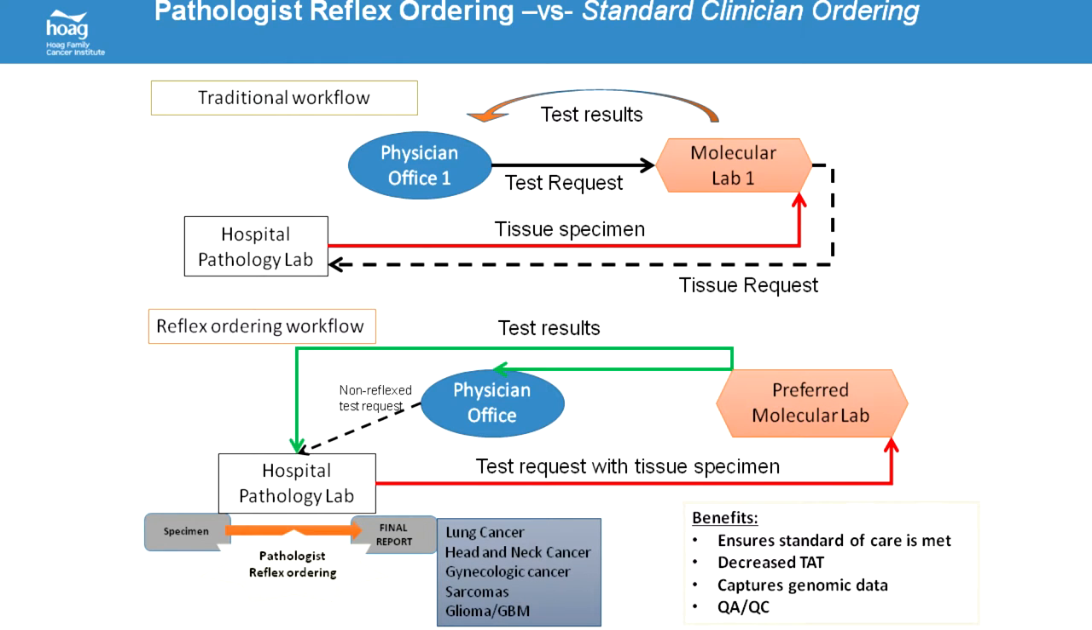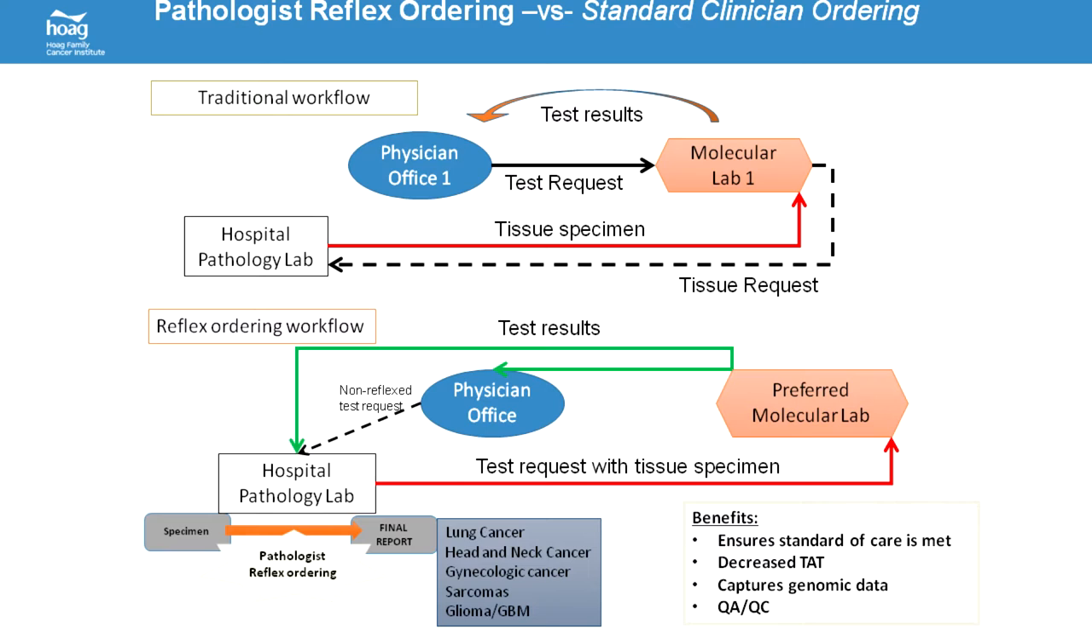So when we have many physicians' offices utilizing many other molecular laboratories, it becomes very hard to keep track of this data. What a reflex ordering protocol does is, when the specimen comes through and the pathologist makes the final diagnosis and releases that report, we also put in place the molecular testing orders. As mentioned, we do that for a variety of cancer sites now. We directly send the test request with that tissue specimen immediately to a preferred molecular diagnostics vendor. And the test results go back to the physician's office as well as come back to the hospital pathology laboratories where we can keep track of that data.